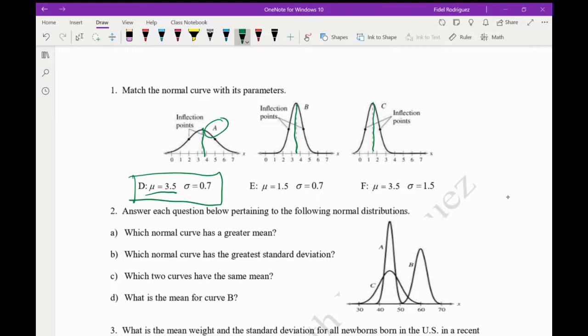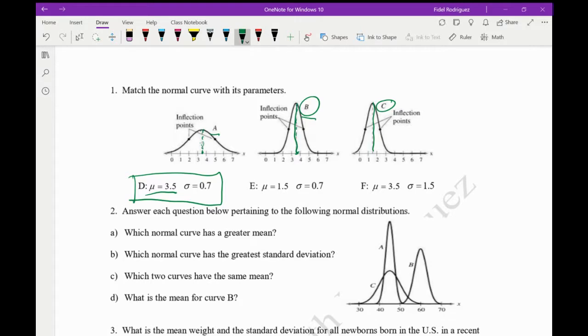Here's my A, my B, and my C, and I'm going to look for the one that has a mean of 3.5. If you notice here, my line came down a little crooked, so I'm going to try to fix that as best I can. But here I'm at 3.5, and right here I'm at 3.5. So I have two of them that have means of 3.5.